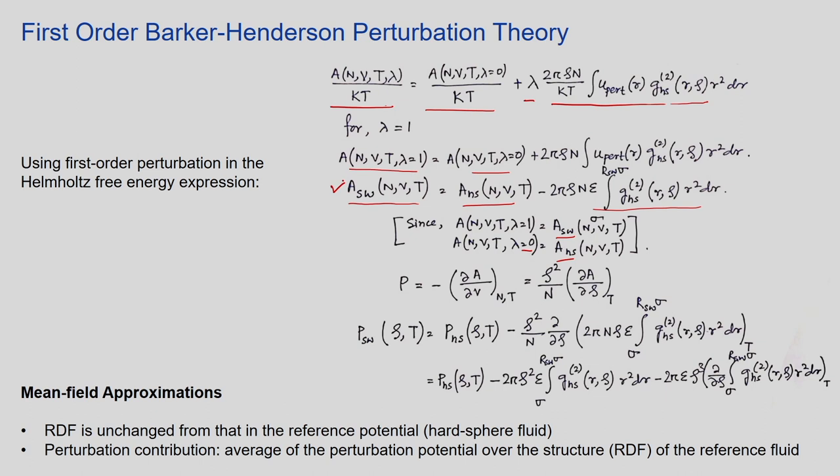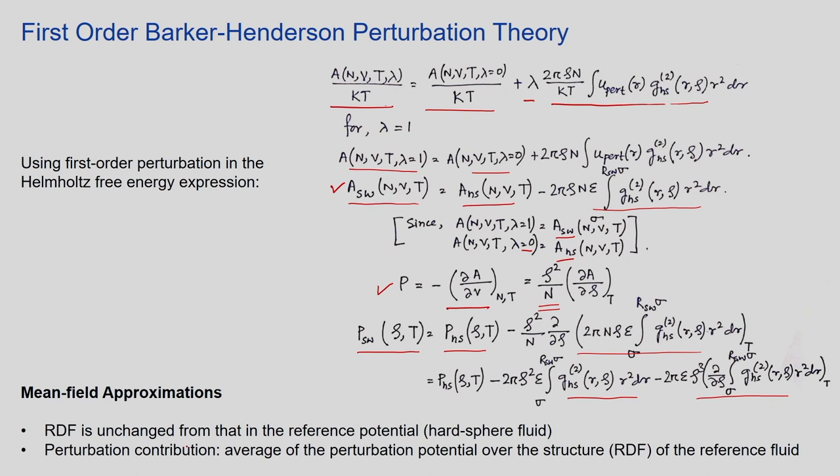Once I get this A value, then I can obtain the pressure value. What is pressure? It is the derivative of the Helmholtz free function with respect to volume. So, it is nothing but the density squared by n, dou a by dou rho. Now, in the same way I can calculate the pressure due to the square wave potential, which is nothing but the sum of the hard sphere pressure and the contribution due to the perturbation potential. Okay. So, if you do the derivative of this function, you will have two expressions, first expression and second expression.